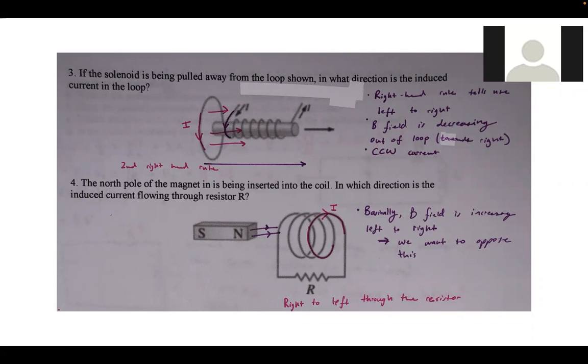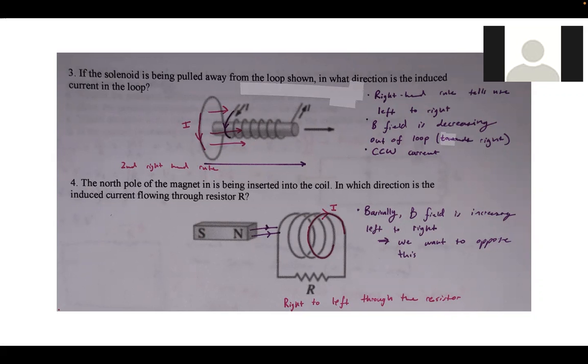So it's being pulled away from the loop. In what direction is the induced current? We're going to be using the right hand rule, first looking at this part in purple right here, a little curl right there. The right hand rule tells us that we have a field going from right to left, and it is decreasing out of the loop towards the right. So per that logic, we know it's going to be a counterclockwise induced current.